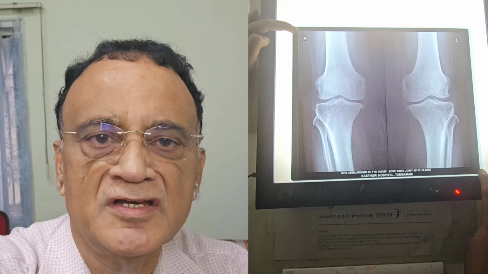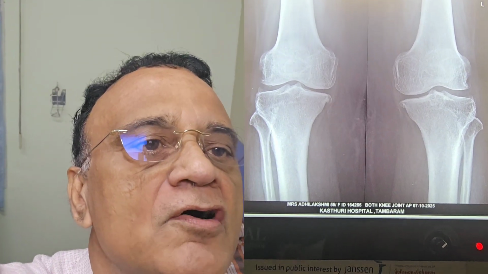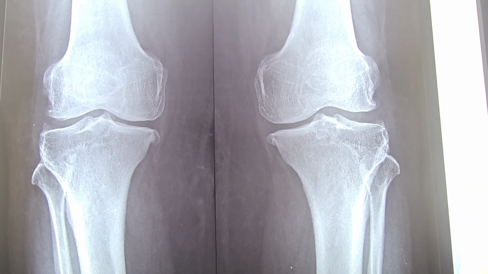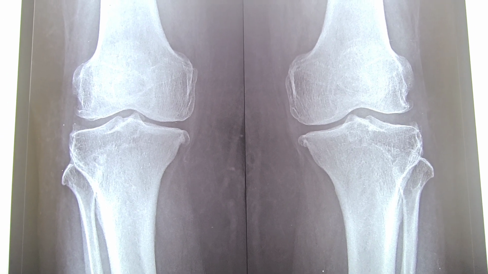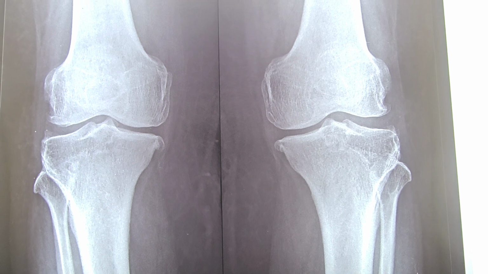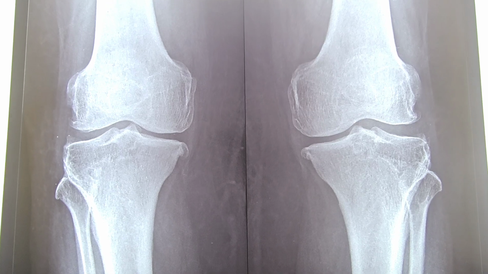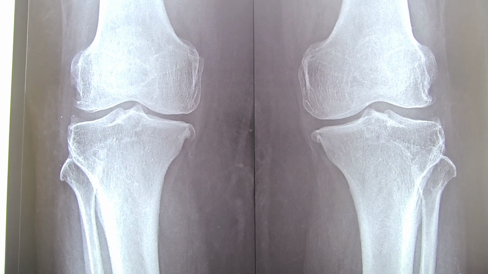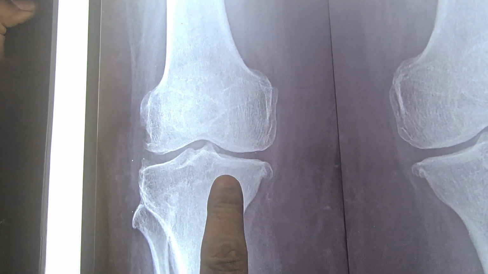So on this X-ray, I'm going to show you the findings and explain the grading of osteoarthritis. These are the standard AP X-rays of a patient. I take X-rays in 3 planes: AP, lateral and merchant skyline views. The X-ray changes in osteoarthritis are classified by a system called Kellgren-Lawrence. This patient is 56 years old and she has involvement of both the knee joints. The grading here, this is the thigh bone, this is the leg bone, this is the joint.